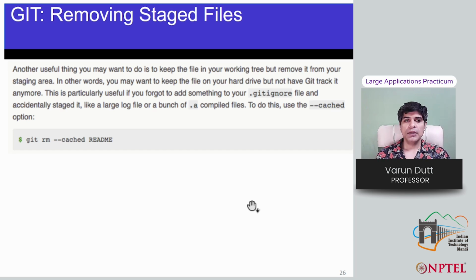Another useful thing you may want to do is to keep the file in your working tree but remove it from your staging area. In other words, you may want to keep the file on your hard drive but not have Git track it anymore. This is particularly useful if you forgot to add something in your .gitignore file and accidentally staged it, like a large log file or a file with a .a or .o extension. To do this, we can use the cached option. So we can write git rm --cached README, and this will keep the file in your working tree but remove it from your staging area.